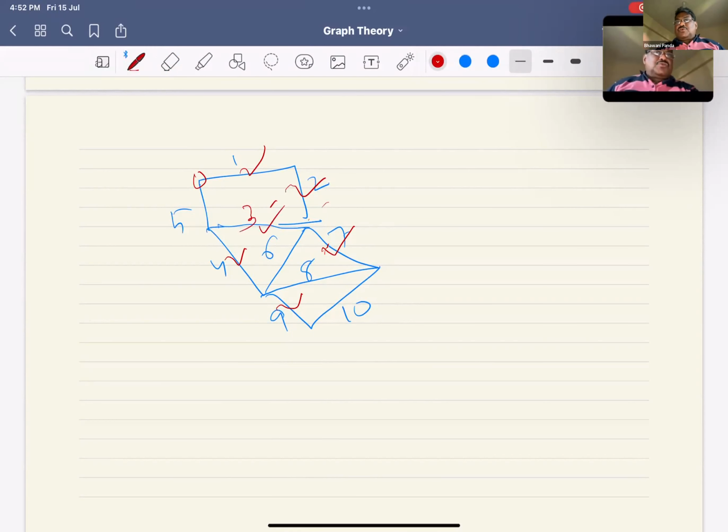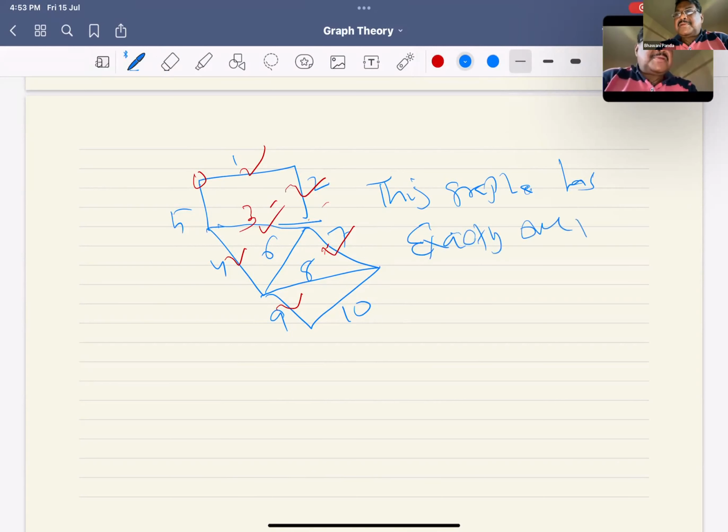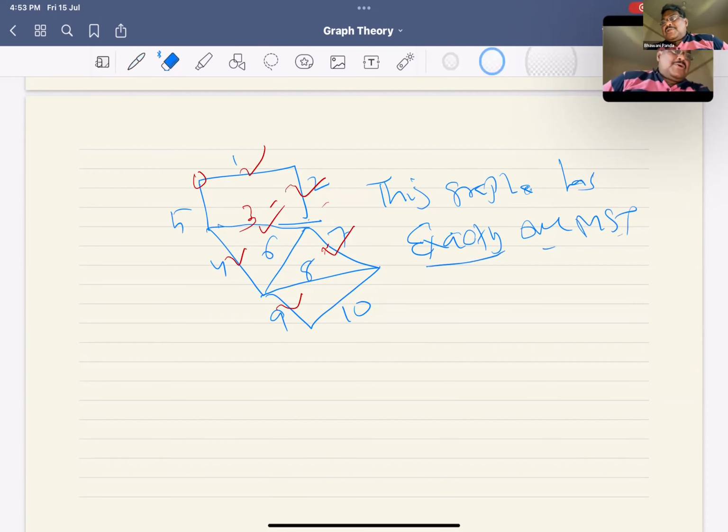Okay. So in this graph there is a unique minimum spanning tree. That is another thing. This graph has exactly 1 MST, because all edge costs are distinct. Yeah. Right. So this is one thing.